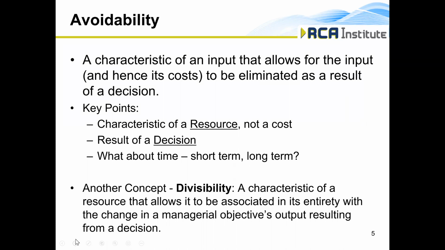The other concept I mentioned, and I just want to mention quickly, is divisibility. The definition of divisibility is a characteristic of a resource that allows it to be associated in its entirety with the change in a managerial objective's output resulting from a decision. So this is the idea that if you have perhaps a highly technical maintenance employee, and you get rid of, say, half the equipment that maintenance employee does maintenance on, so you cut the job requirement essentially by half.